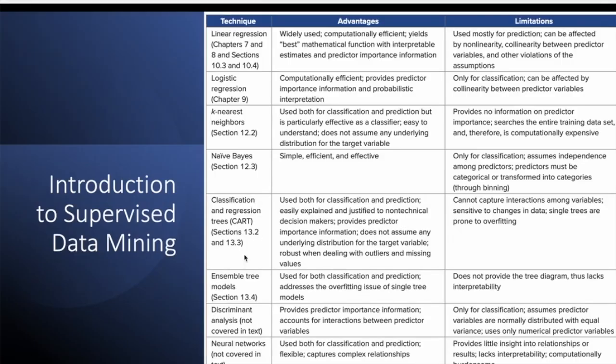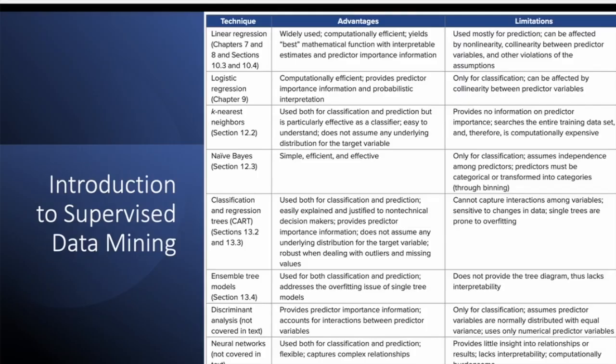For the CART technique, using the tree, this works for both classification and prediction. It's easy to explain. It's not hard. It gives important information. It doesn't assume any distribution of the target variable. It's robust when you're dealing with outliers and missing values. But it captures nothing between the predictor variables in terms of interactions, and it is sensitive to changes in data.